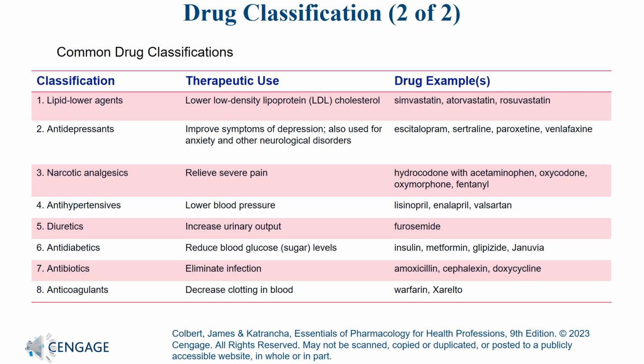Okay, what you are looking at are some of the common drug classifications. We have 8 of those. The first one is the lipid lowering agents. The second is antidepressants. Third is narcotic analgesics. 4 is antihypertensive. 5 is diuretics. 6 is anti-diabetes. 7 is antibiotics. And 8 is anticoagulants. Please make sure to review their therapeutic use and some of the drug examples.